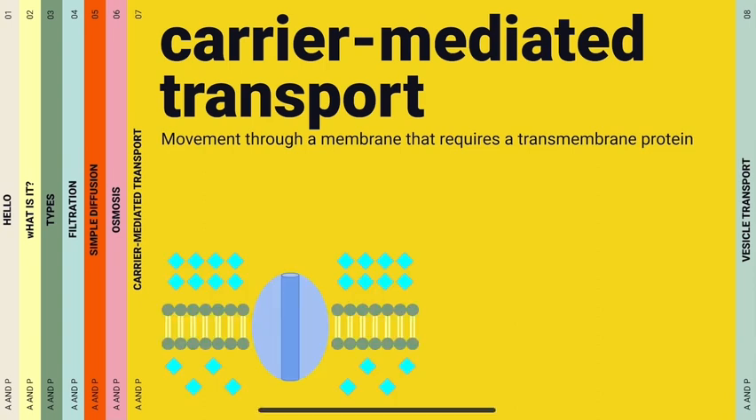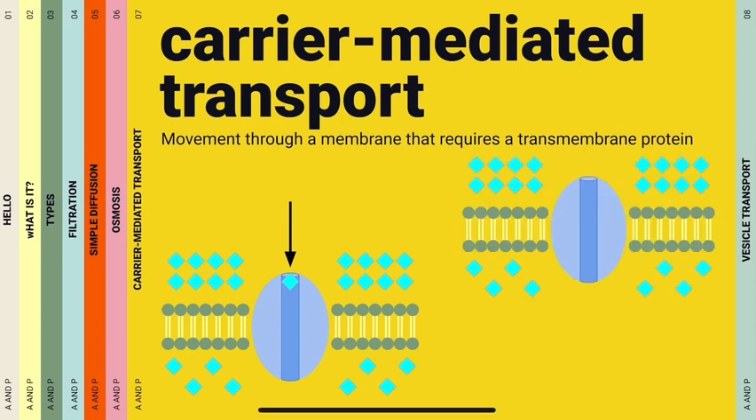Facilitated diffusion moves particles from an area of high concentration to low concentration through a transmembrane protein without the use of ATP. So as we can see, it takes a particle from high concentration, moves it through that transmembrane protein to the side with low concentration.